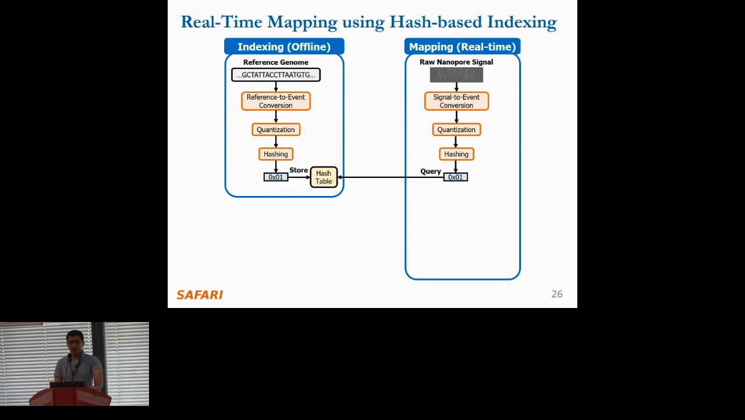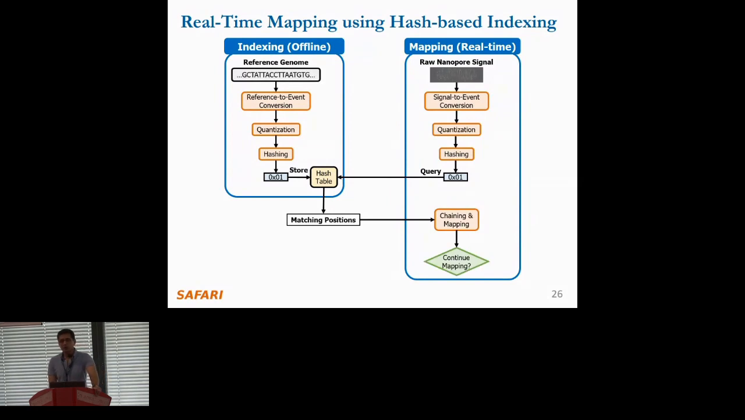Then the hash values that are generated for raw signals in real time are queried using this hash table to quickly identify the matching positions between the reference genome and the raw signals. We then perform chaining between these matching positions and identify the mapping accordingly if there's a good chain of matches.